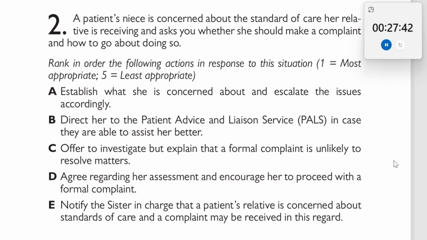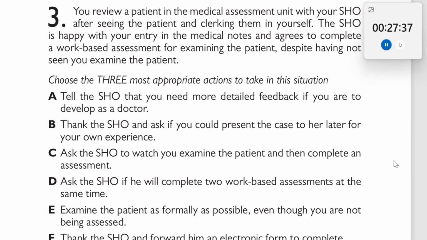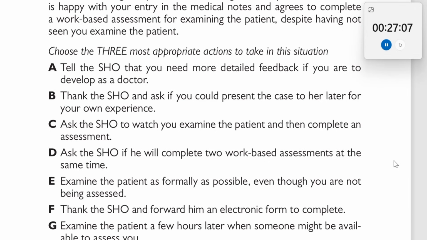Okay, next, moving to 33. You review a patient in the medical assessment unit with your SHO after seeing the patient and clerking them in yourself. The SHO is happy with your entry in the medical notes and agrees to complete a work-based assessment for examining the patient, despite having not seen you examine the patient. So read the options, select the best three.